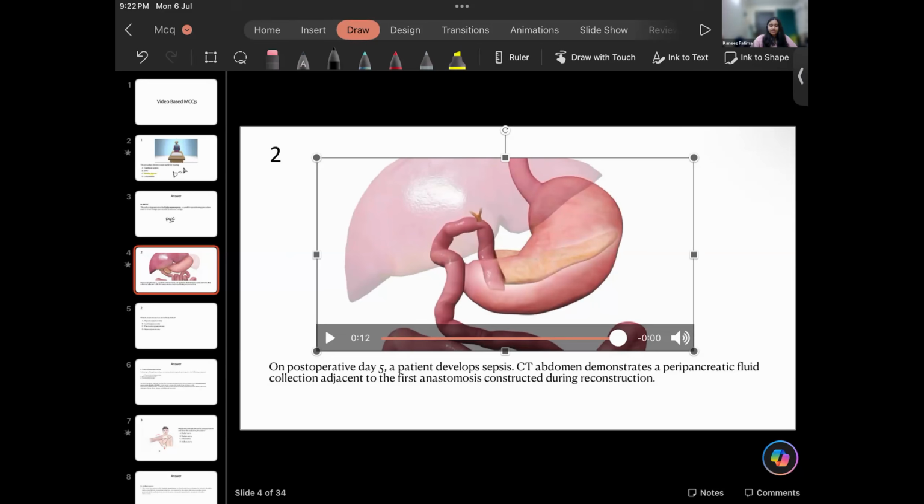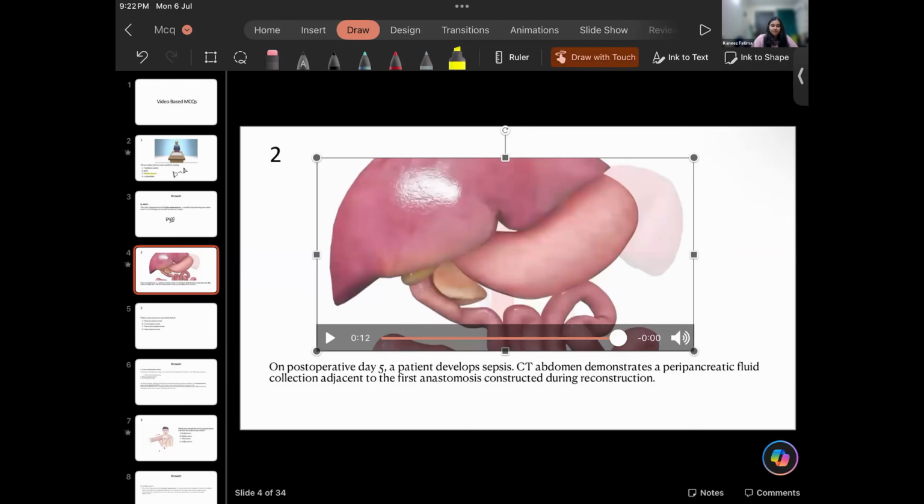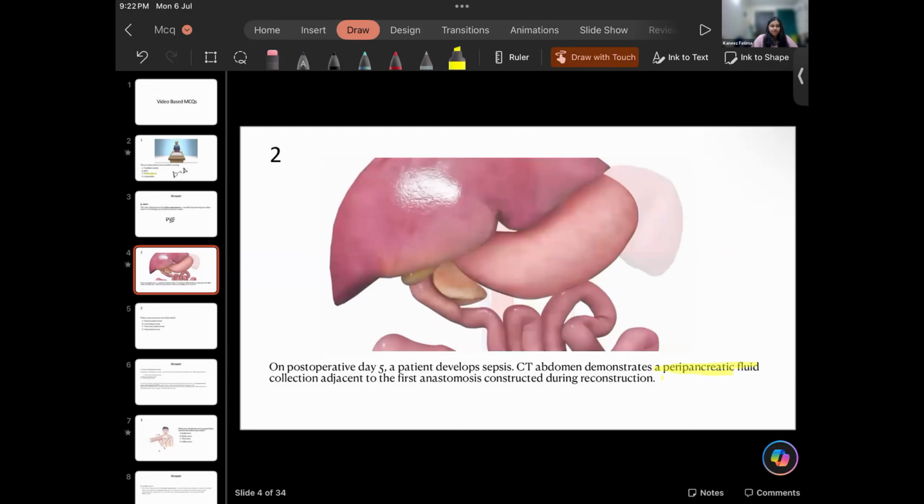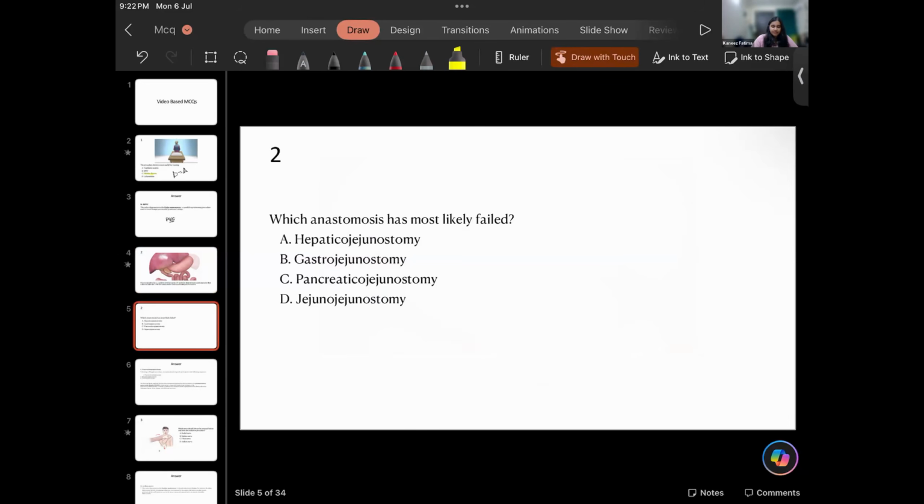So the question says a patient develops sepsis, and which of the following is the first anastomosis? Had the question not mentioned the first anastomosis, you would still be able to arrive at the correct answer, because the question gives another hint, that is peripancreatic fluid collection. So we will see which anastomosis has most likely failed. The question asks which anastomosis will most likely fail.